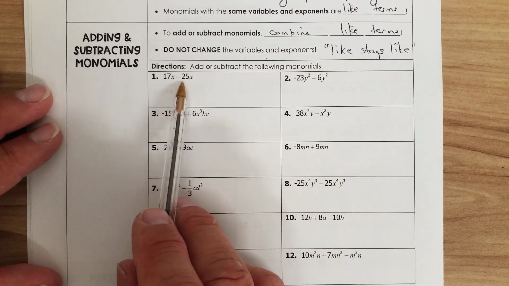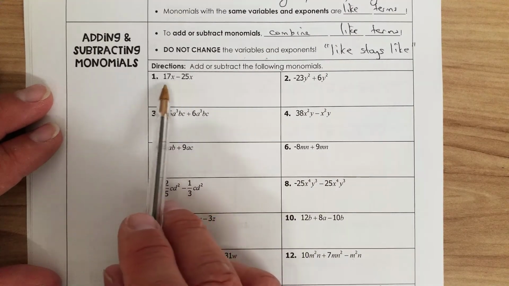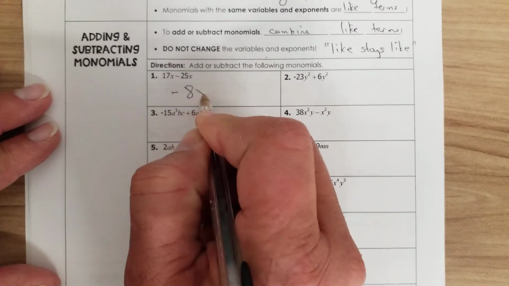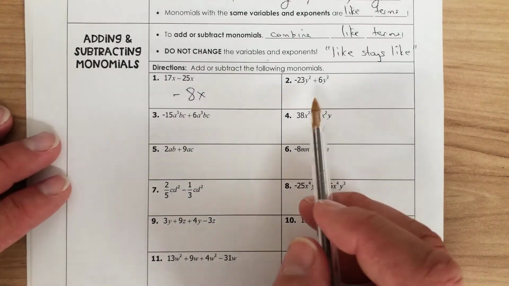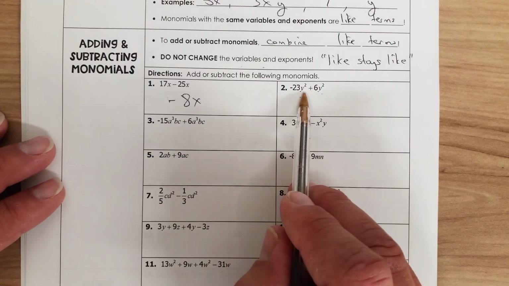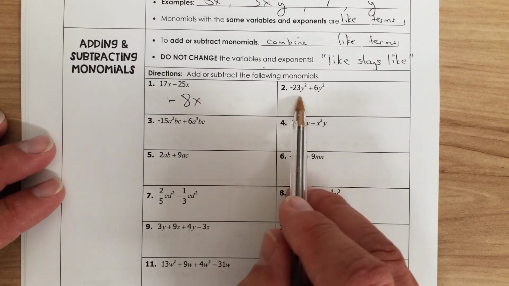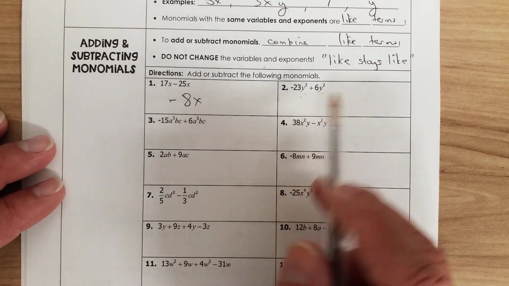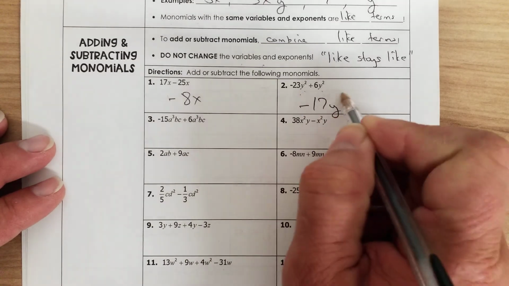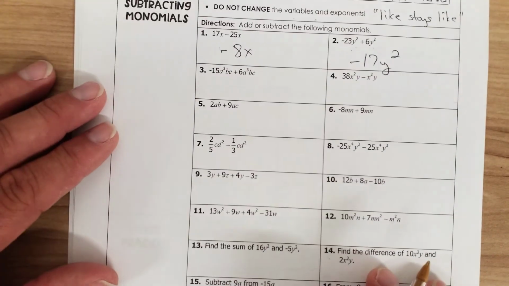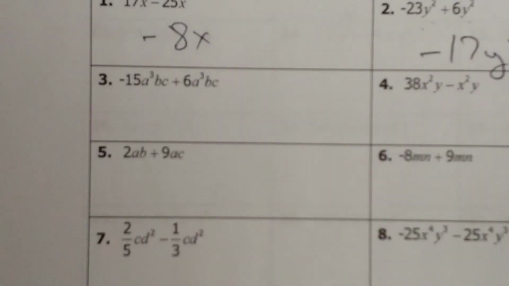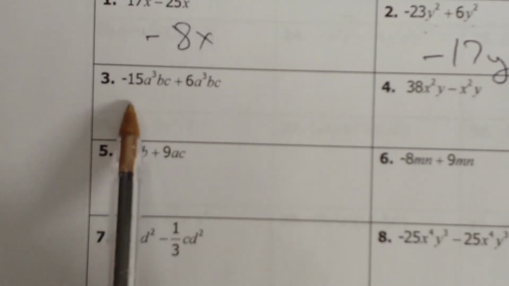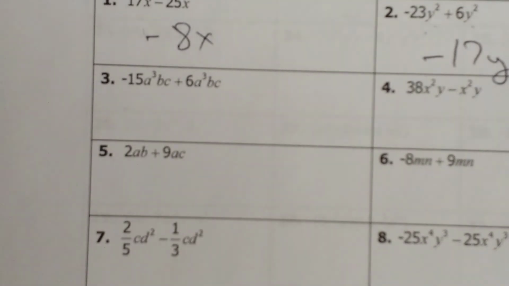And we've done some of this before. For example, 17x minus 25x, I can subtract those because they have the same variable. That would just be negative 8x. If you look at this one has the same variable and the same exponent, so these can be added. Negative 23y squared plus 6y squared is negative 17y squared. They get bigger and more involved, but again, what you're looking for are the same variables with the same exponents.